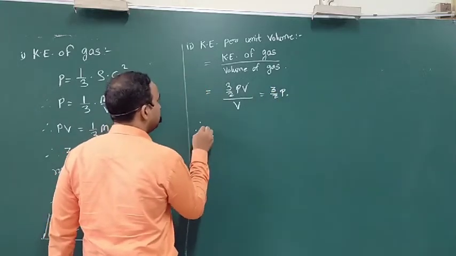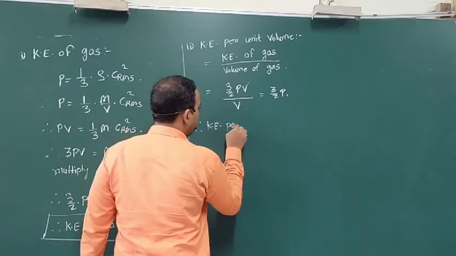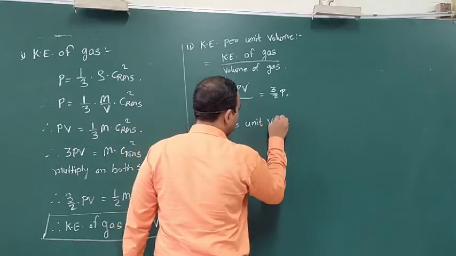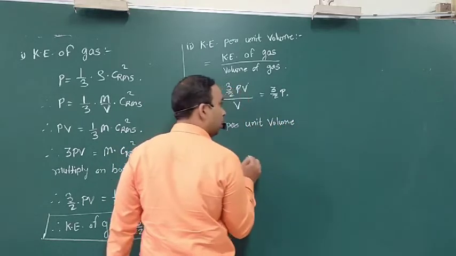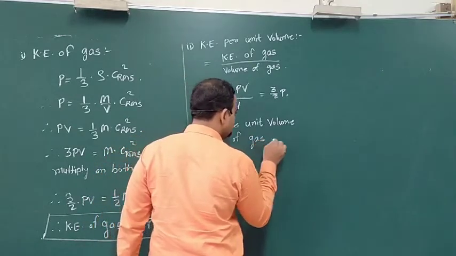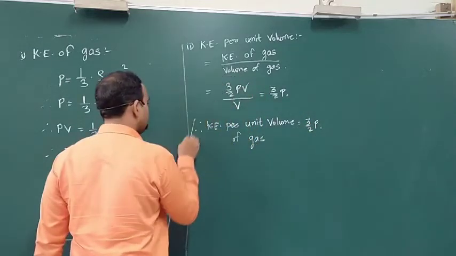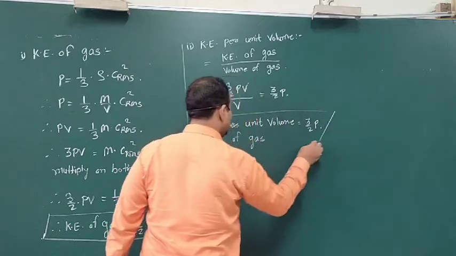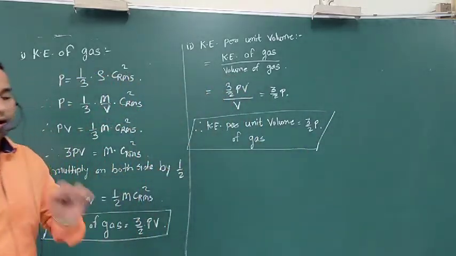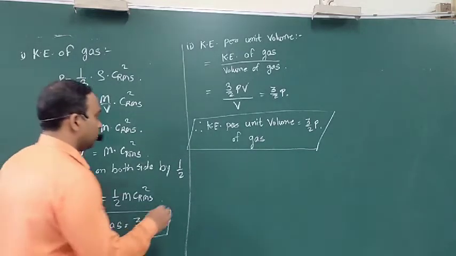Therefore, the kinetic energy per unit volume of gas is equal to 3/2 into P. This is the second formula. Now next one, that is kinetic energy per mole.